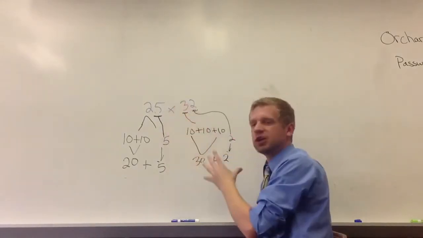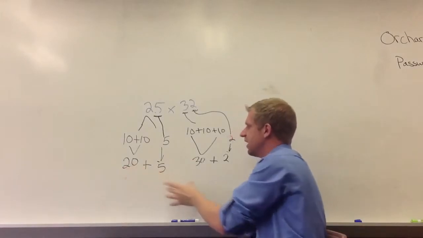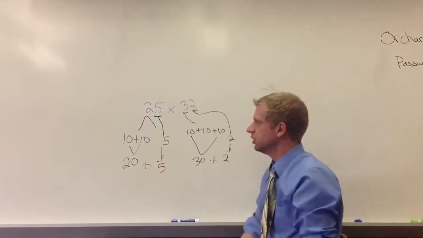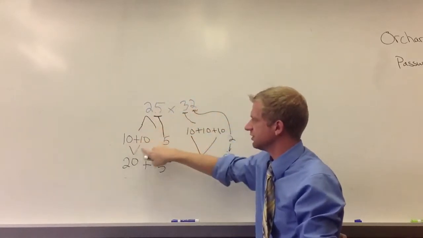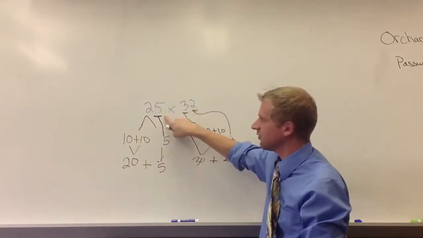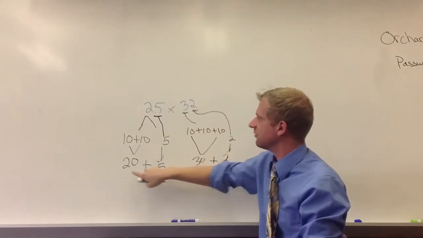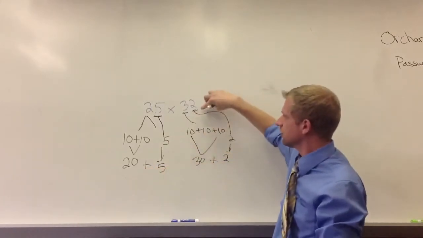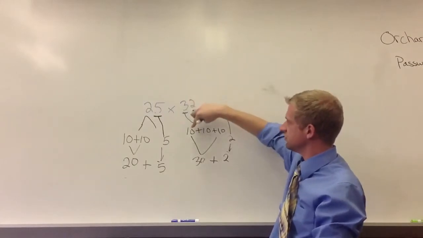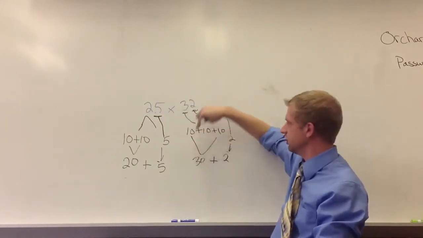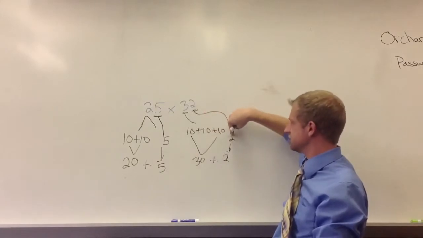We decompose the numbers. We got 20 plus 5 and 30 plus 2. We got these, remember, because the 2 is in the tens place, which gives us 10 plus 10, which gives us 20. The 5 is in the ones place, which gives us 5, which stays 5. So 25 is 20 plus 5. In 32, the 3 is in the tens place, which gives us 10 plus 10 plus 10, which equals 30. The 2 is in the ones place, which gives us 2.